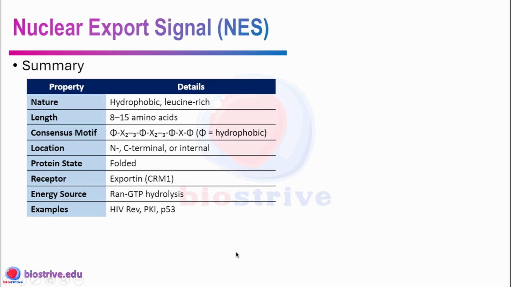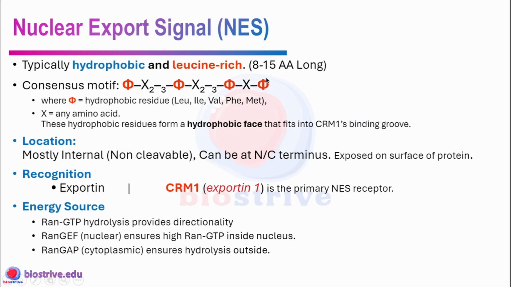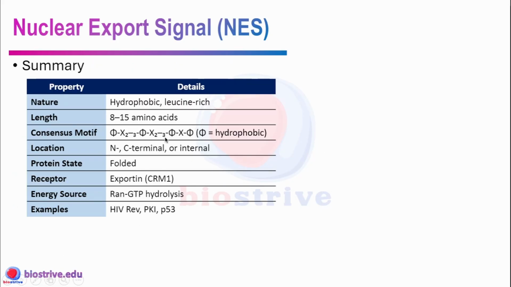Okay, this is the summary of the previous slide where we talked about the nature of the sequence, which is a leucine-rich hydrophobic sequence, 8 to 15 amino acids long. We talked about specific motifs. Phi is a specific residue which can be any of these, most commonly leucine, and X can be any amino acid. It is mostly internal and non-cleavable. Proteins are exported in folded state.